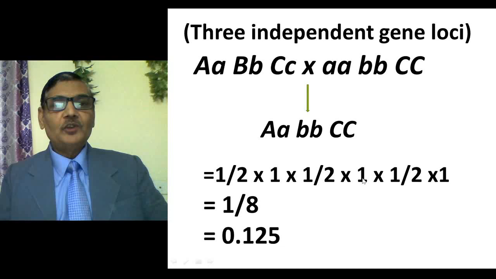So 1 by 2 into 1. And then getting capital C from this side, its chance will be 1 by 2. And getting this capital C from the right side, its chance will be 1. So when you multiply all these, it will come 1 by 8, and the final value comes 0.125. That is nearly 13% chance that the next generation progeny will have this genotype.